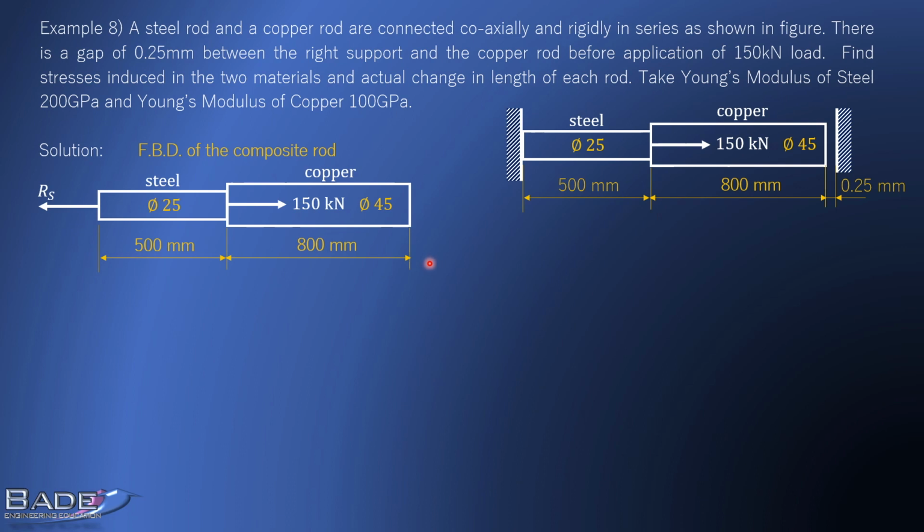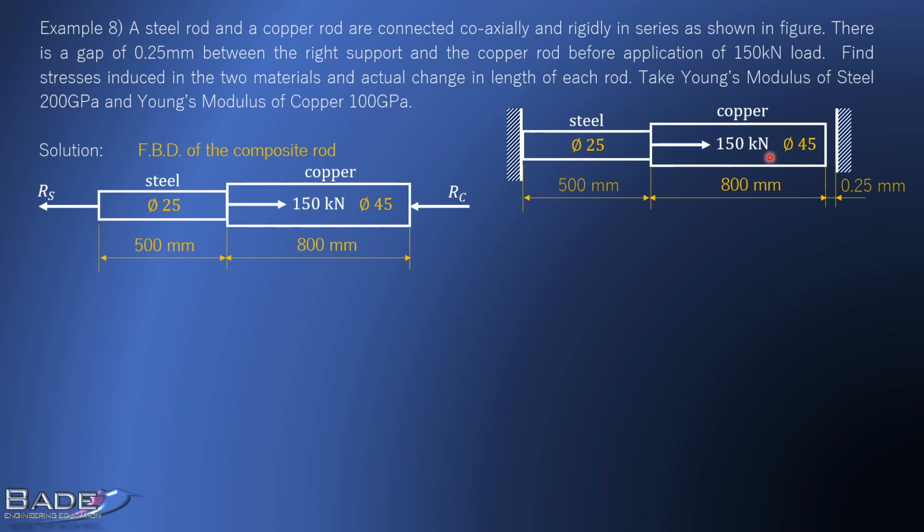And at the right support, now this is the point you should understand. There is a gap of 0.25 millimeter. When 150 kilonewton force is applied, it creates elongation in the steel bar. So the system moves, the copper rod moves rightwards and comes in contact with the right side support. So there will be a reaction from the right side support. So that reaction will be shown. This is how we have drawn the free body diagram.